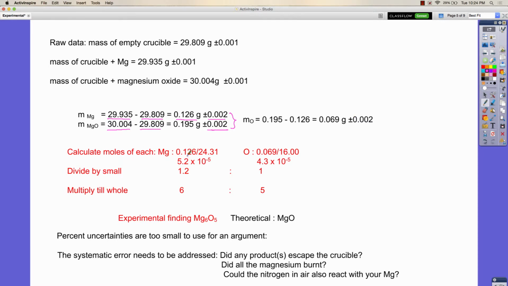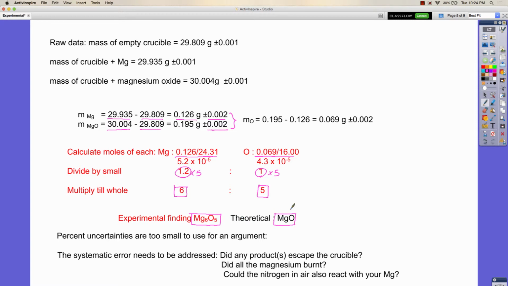To find the empirical formula, convert the mass of magnesium to moles by dividing by its atomic mass. Same thing for oxygen. Once you have the two numbers, divide by the smallest, and I found 1.2 to 1. Then multiply by a number that gives the closest whole numbers, and it became 6 to 5. So my experimental empirical formula is Mg6O5, but theoretically we know it's MgO.